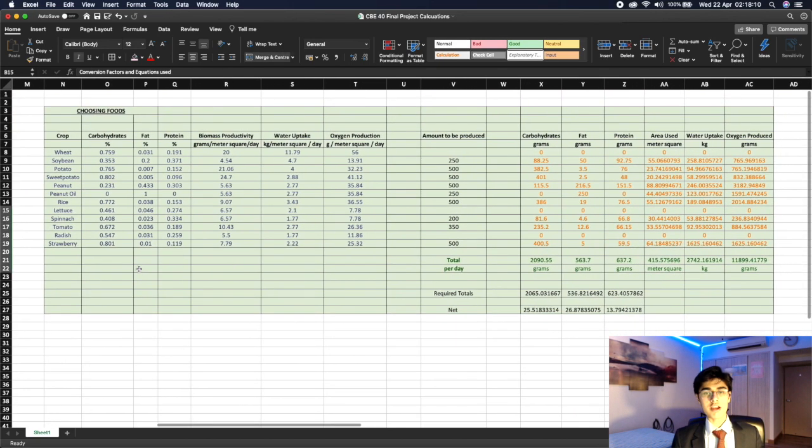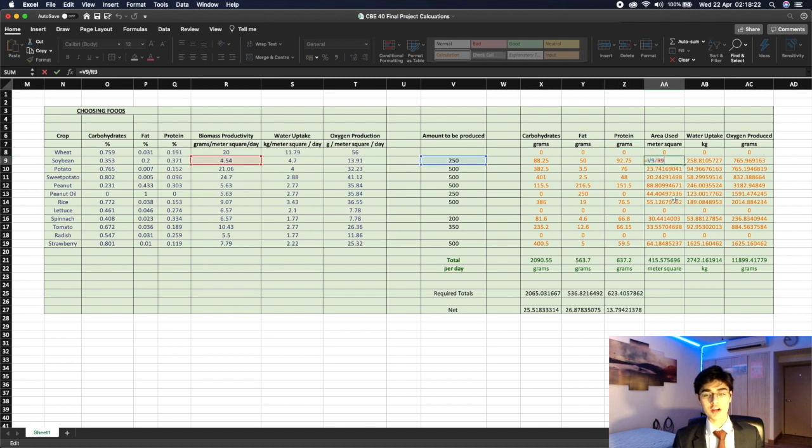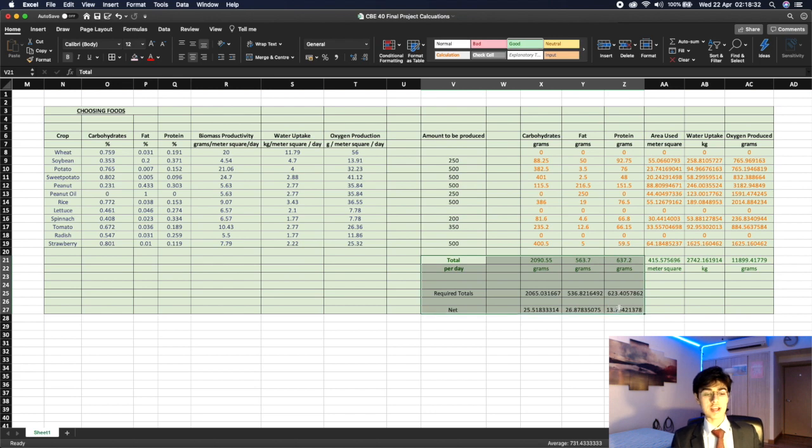Once I did that, I wrote down relevant information about the crops from tables 4-97 and 4-98 and set up some equations that took these variables and the amount that was to be produced as inputs and outputted data in the macronutrients grams, the area used, the water uptake, and the oxygen. Based off of those variables and the mental health of the astronauts, I chose a variety of different crops. As you can see here, they satisfy the required macronutrients in grams per day levels.